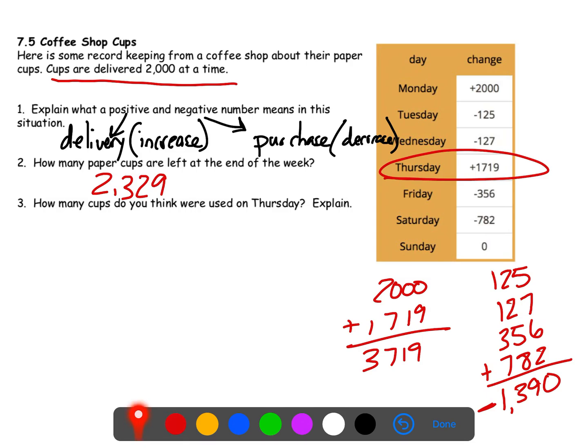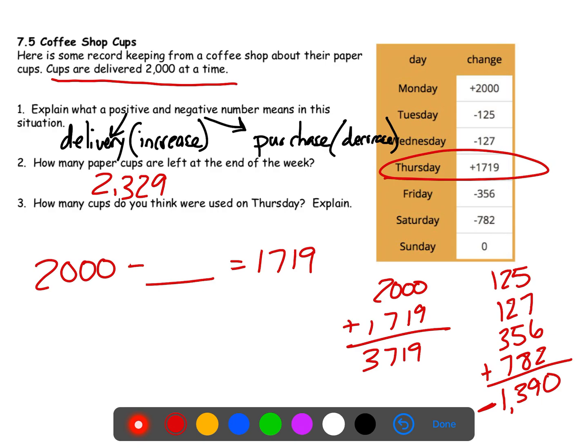Now it asks, how many cups do you think were used on Thursday? Now, if you noticed, we said at the beginning, cups were delivered 2,000 at a time. That's why on Monday, 2,000 cups were brought in. And it seems they didn't sell any coffee that day because they didn't lose any cups. It also seems like they're closed here on Sunday because there's no cups being added or taken away. And Thursday, they added an amount, but they didn't add the full amount that were delivered because they sold some of those cups. So really what we need to do is take the 2,000 that were delivered, remove some amount to get what the actual change in the cups were for that day.